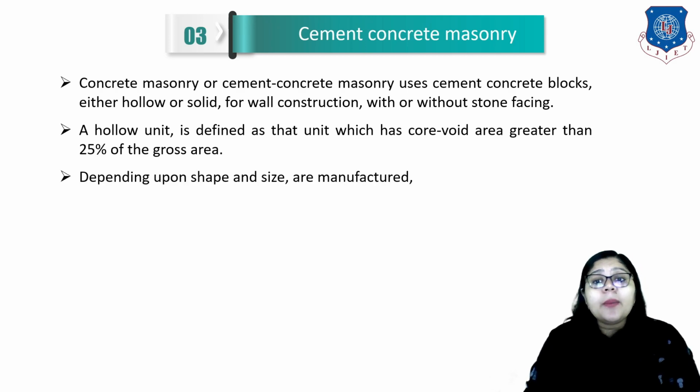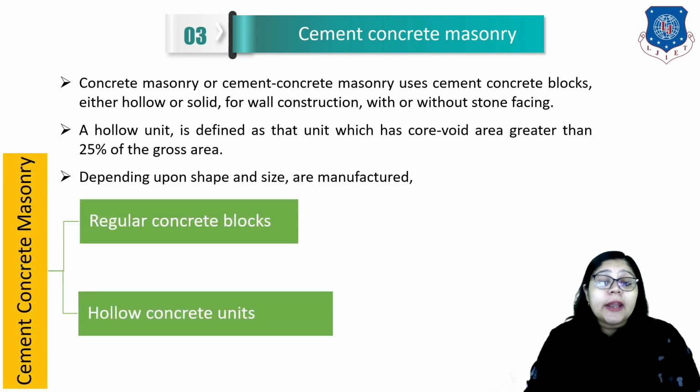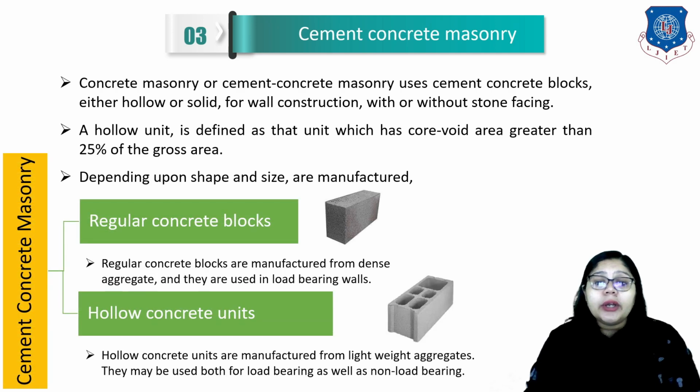Depending upon the shape and size, it can be manufactured in two types: the regular concrete block and the hollow concrete unit. Regular concrete blocks are manufactured from dense aggregate and are used in load bearing walls, as shown in this figure. Hollow concrete units are manufactured from lightweight aggregate and may be used both for load bearing as well as non-load bearing structures, as shown in this figure. These are the hollow concrete units.